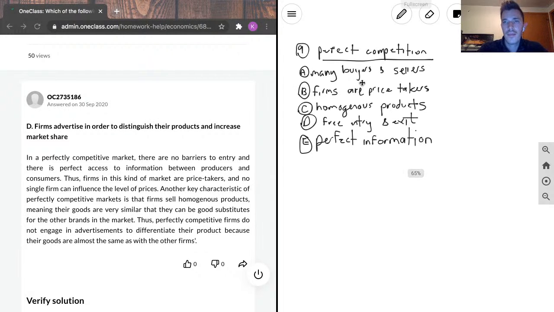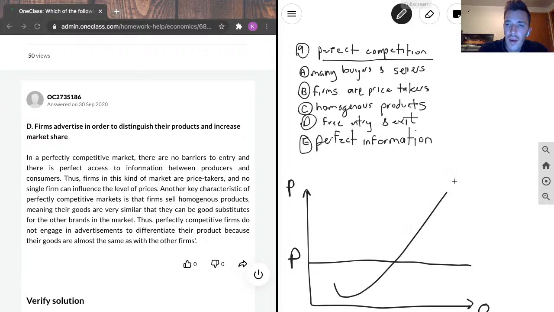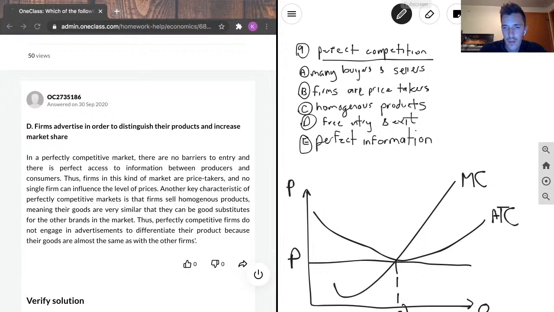So in the long run, perfect competition has an interesting look to it. As I mentioned, firms are price takers, so price in the market is flat. We've got marginal cost sloping upwards and average total cost sloping downwards, and the point where all three meet is the point where these firms produce. Call it Q star and P star.